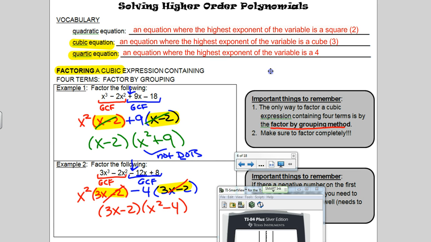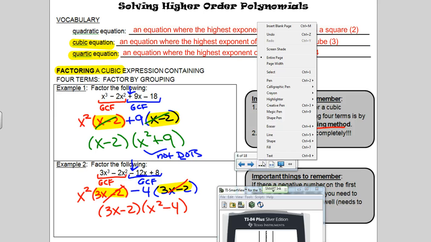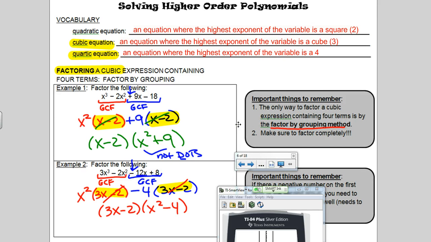But this actually is not done because x squared minus 4 is in fact DOTS. So on this one, you don't want to stop there. If it can go again, you want to. x squared minus 4 is x plus 2, x minus 2. And then don't forget to keep that first factor in front. And then that would be your answer.